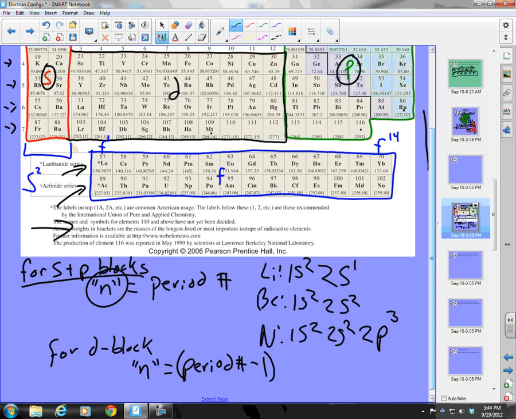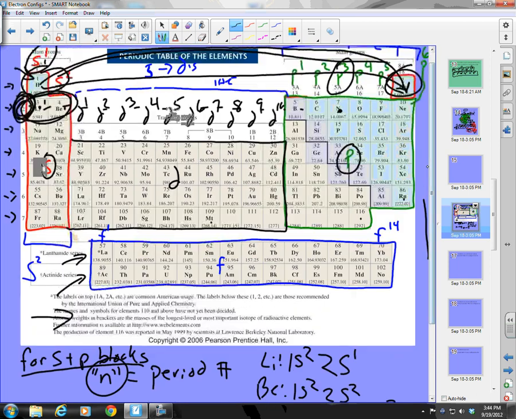So here we go. Let's go back to our vanadium. Here's our vanadium, right? It is in the D block. It would be a D3. Now, what period is it? It's fourth period. So if I want my N, I'm going to take my fourth period minus 1, meaning my N for vanadium is going to be 3. And so that means it's going to be a 3D3 is the last electron, 3D3.